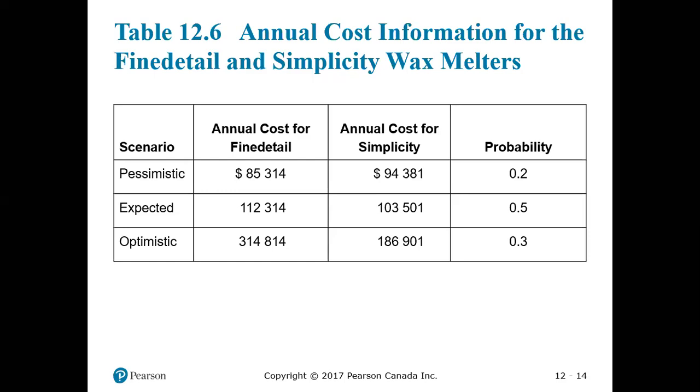And for fine details, the cost will be 112,314, and for simplicity, it's 103,501. From an optimistic outcome, it may be up to 314,814 for fine details, and for simplicity, it's 186,901. The probabilities for each of these occurring are given: the same probability for pessimistic and normal as well as optimistic.